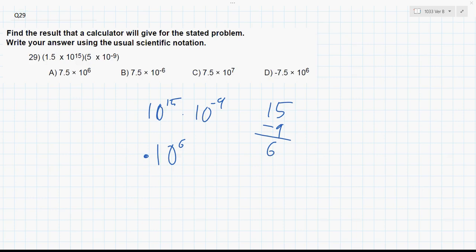So we already know that the answer B and the answer C are going to be wrong. And then we will look at the 5 times 1.5, and that will actually give us a 7.5 positive because there are no negative values. I immediately know that A will be my right answer.